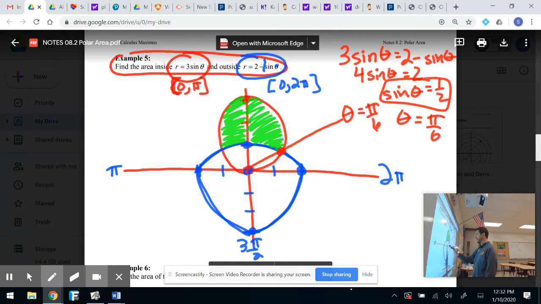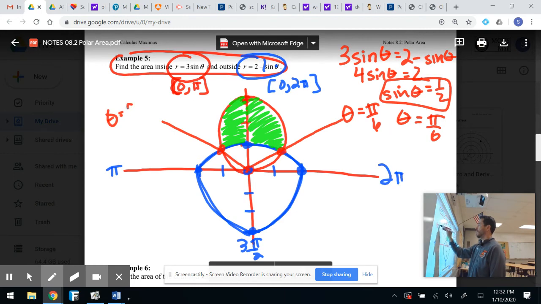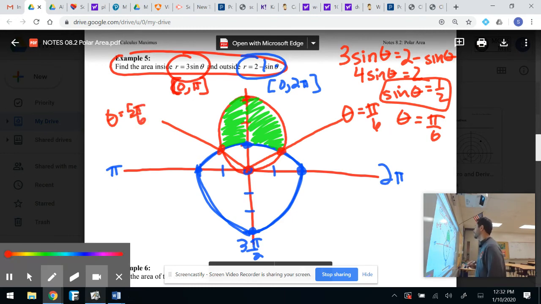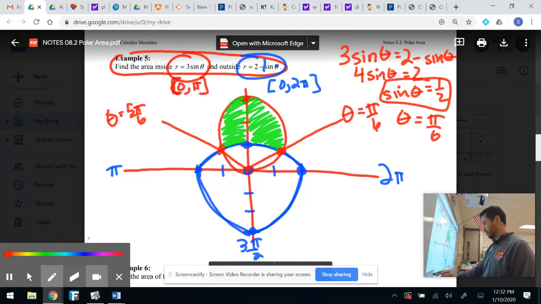And if I could find this intersection point also, there's going to be another one. What would that be? That'd be at theta equals 5 pi over 6, 150 degrees. All right, that's probably important. So we're trying to find that green shaded region. So what am I going to do? Well, we want to think radials.